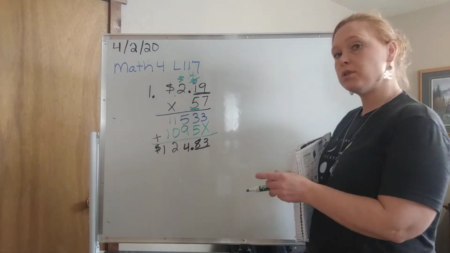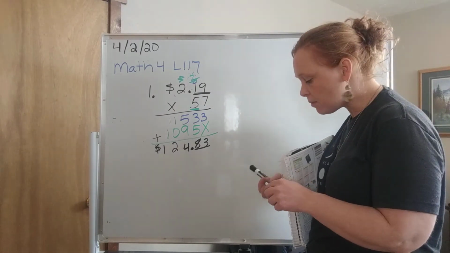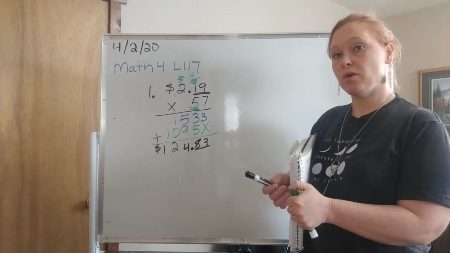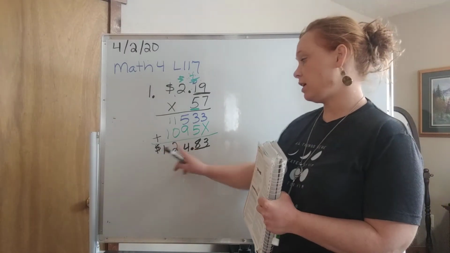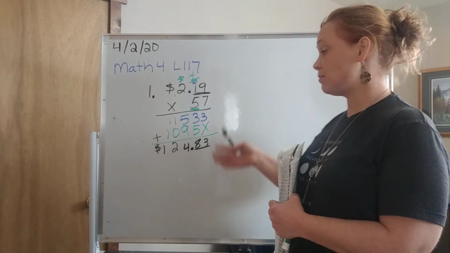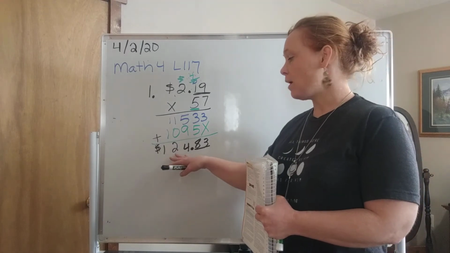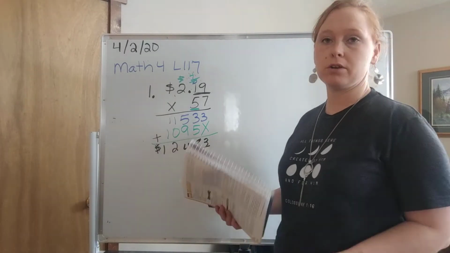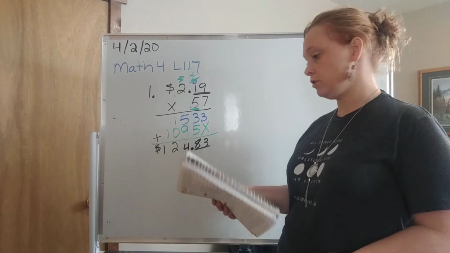Okay, so multiplication just the same way you've been doing it, but paying attention. I will mark it wrong if you don't have your dollar sign and your decimal, okay, because that makes a big difference. Otherwise, this would be $12,483, and that is a lot of money for scissors.